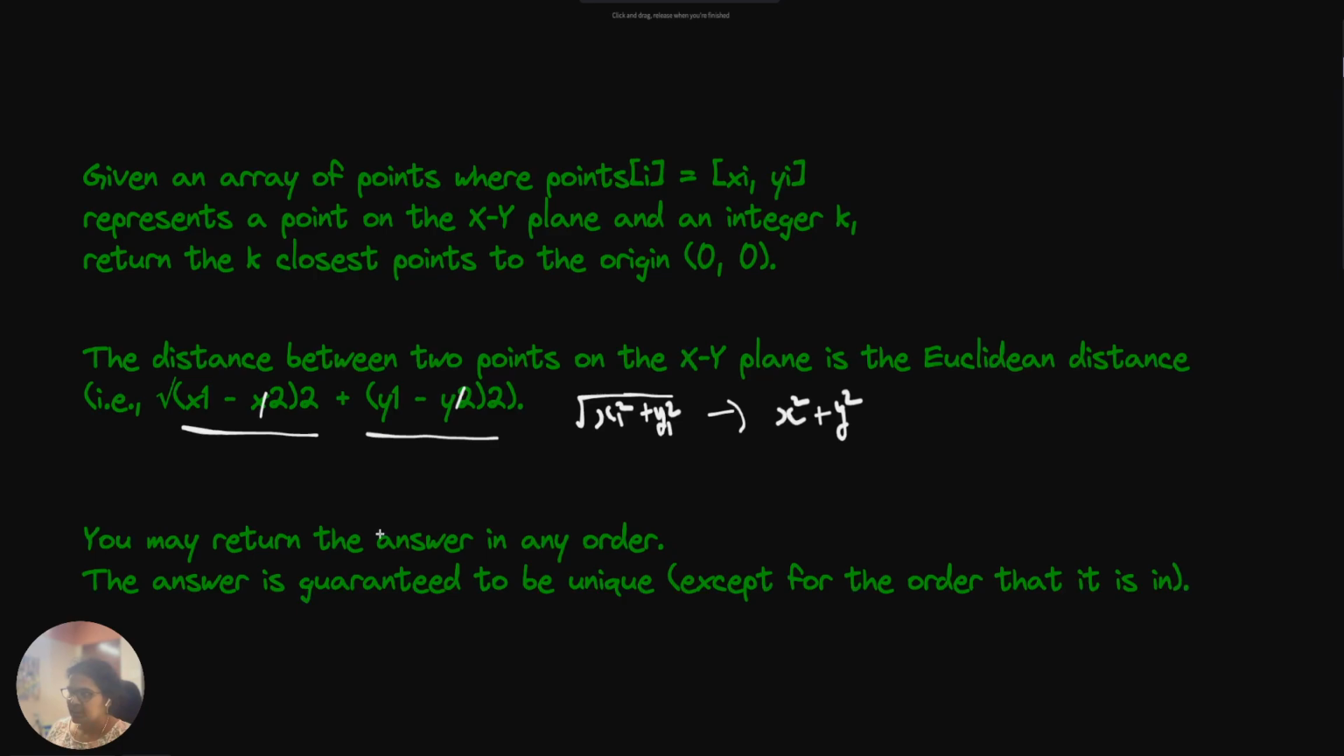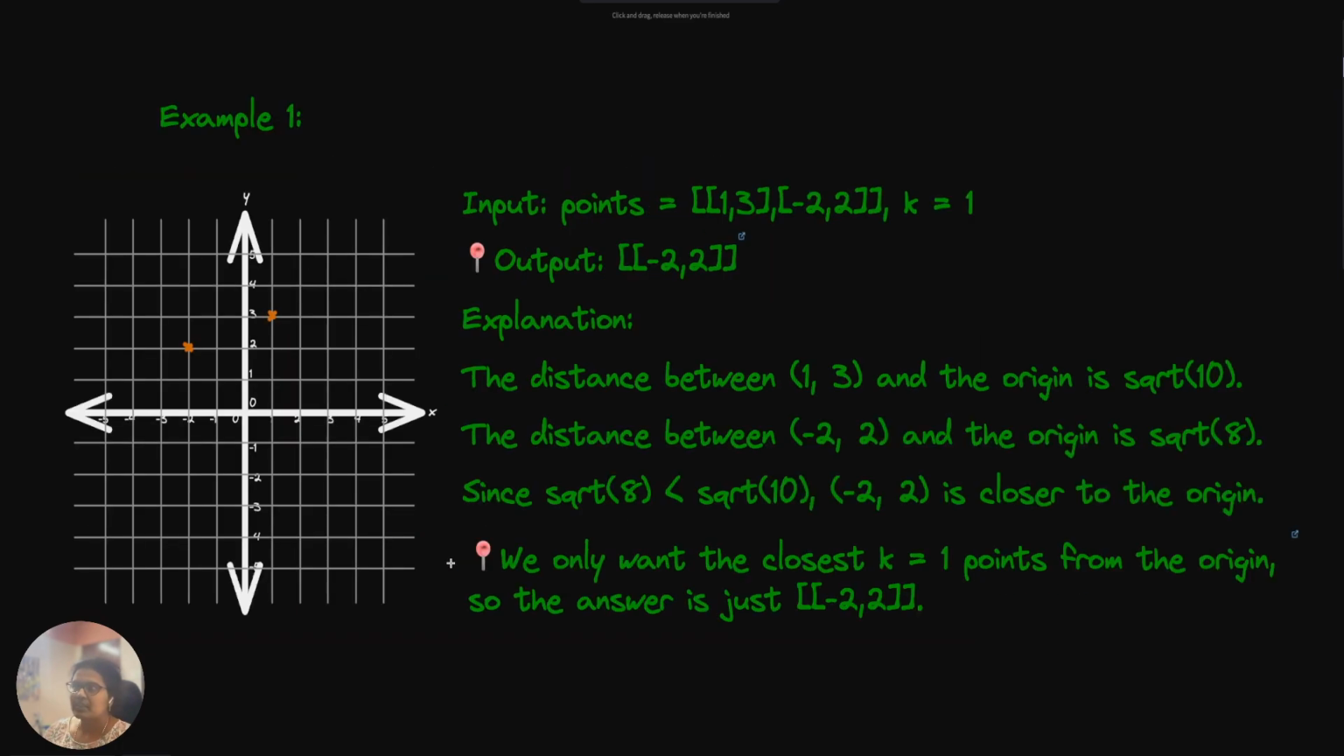Okay. And it says you may return the answer in any order. We need not worry about the order to sort the answer and all. We just have to return k closest points to origin. It need not be that the smallest point, closest point is the first one, etc. Okay, so let's look at some examples.